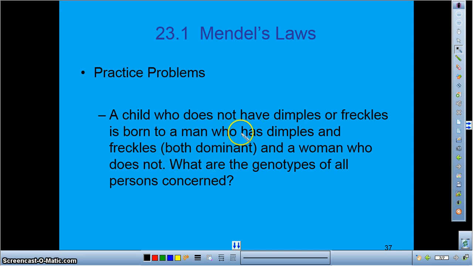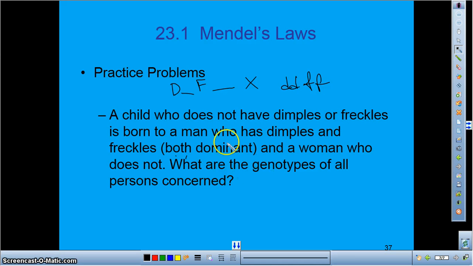Okay, so the man has dimples and freckles, and both of those are dominant. And the woman does not have either. So we know that she must be little d, little d, little f, little f. And we know that the dad has to have at least one big D because he exhibits the trait, and one big F because he exhibits the trait. So the thing they're wanting us to be able to tell from this information is this child doesn't have dimples or freckles. What are the genotypes for this possibility?